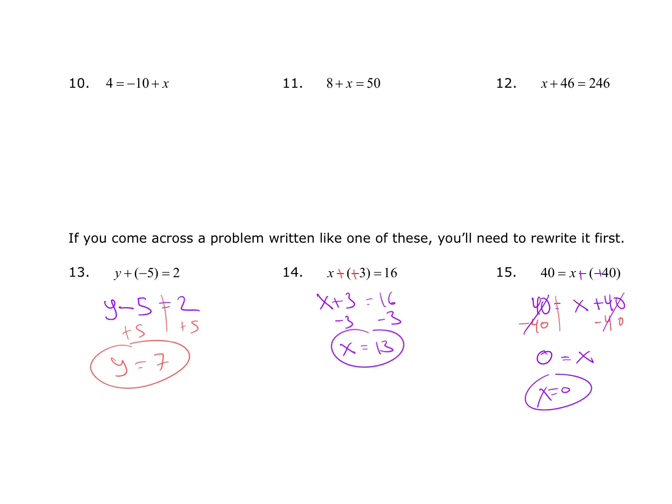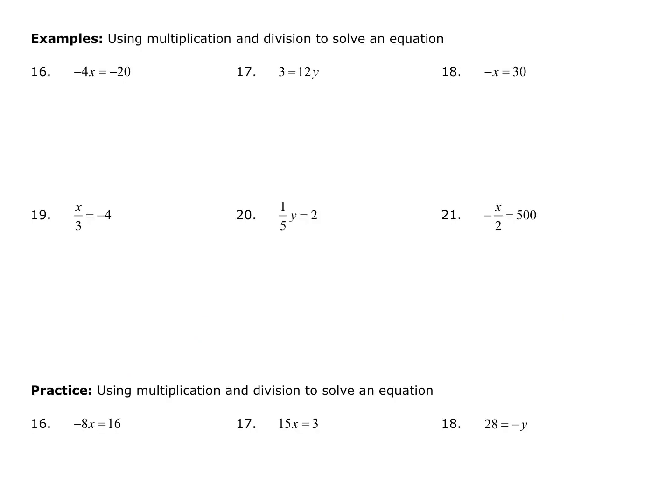Alright, let's turn to the next page. So on the last page we used addition and subtraction to solve equations. Now we're going to use some multiplication and division. Same idea, so let's look at 16 here. Negative 4x equals negative 20, and have your calculator nearby if you need it.